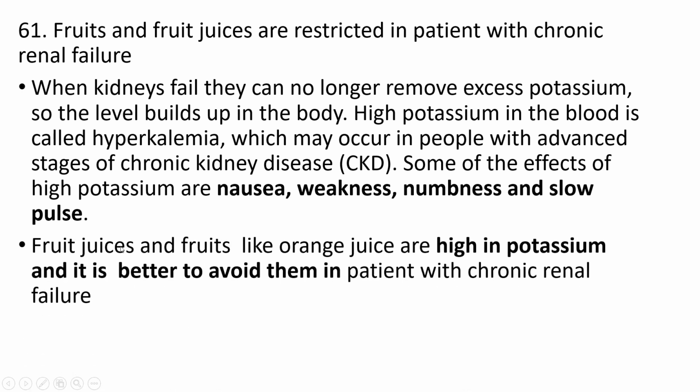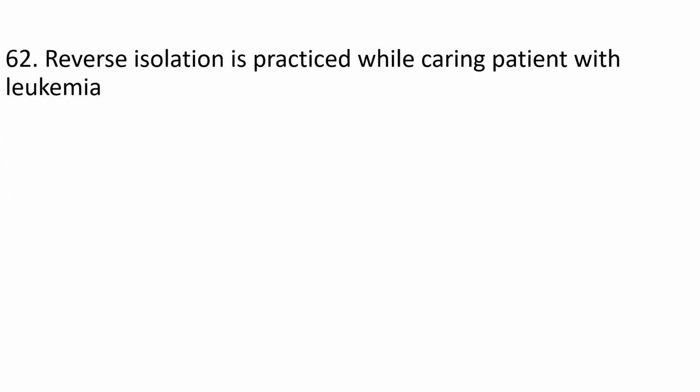Fruit juice and fruits like orange juice are high in potassium, and it is better to avoid them in patients with chronic renal failure, because that may increase the potassium level in the body, and it can even affect the heart rate. So it is better to restrict fruits and fruit juices.